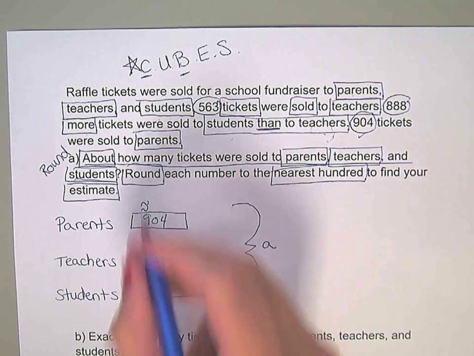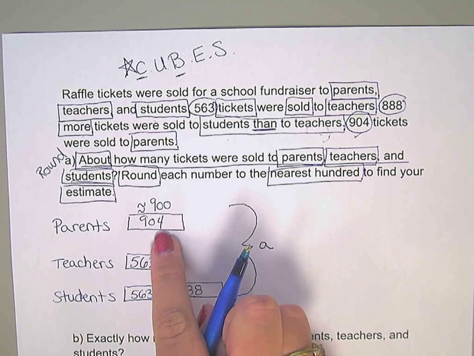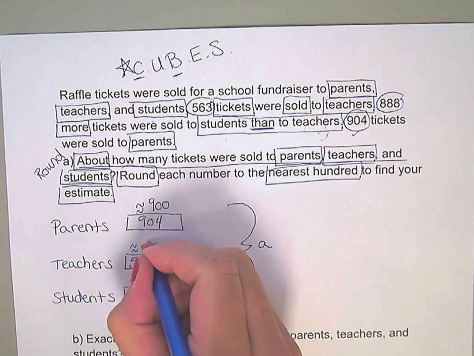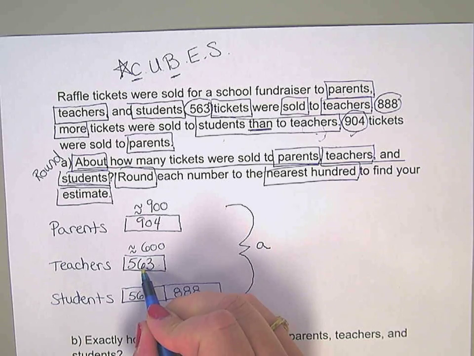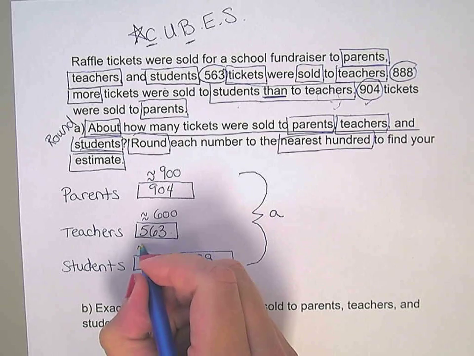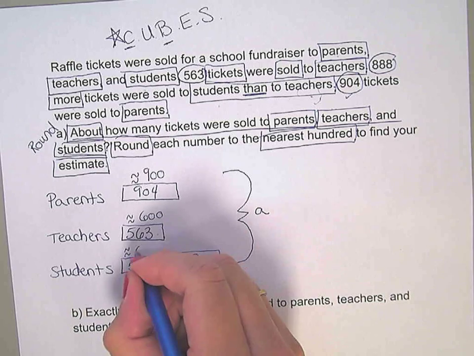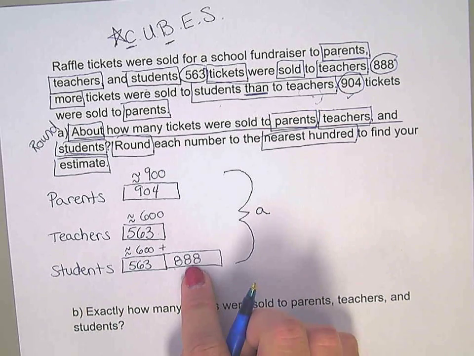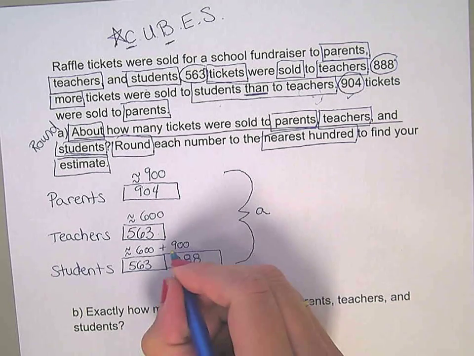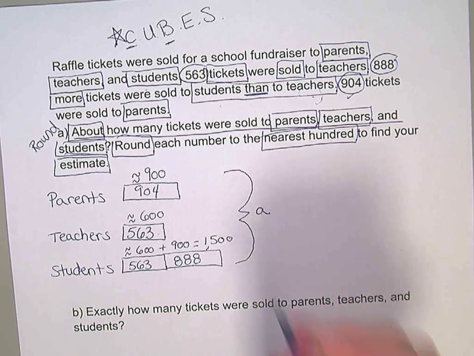904 rounded to the nearest 100 is 900, because 900 is closer to it. Now 563 to the nearest 100 would be approximately 600, because 563 is closer to 600 than 500. Same thing here. I'm going to round. There's two of them added together because they're stuck together. So this one rounds to 600 plus 888 rounds to 900. Okay, so this one added together, 900 plus 600 is 1,500.